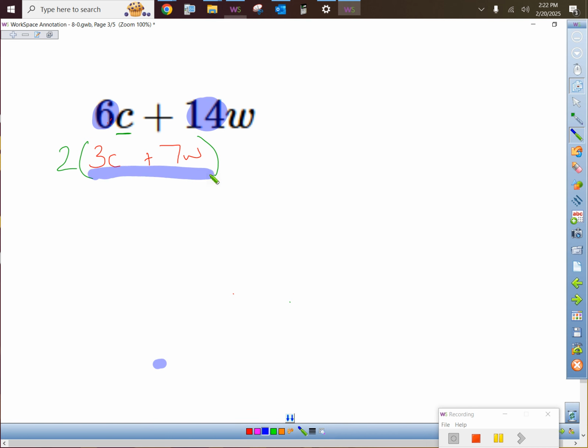If you look at this red thing inside the parentheses, the greatest common factor between that is 1. Like between a 3 and a 7, there is no number that goes into both of those evenly. This only has C's, this only has W's, so 1 is the GCF with what's left over. So that's how you know you did it correctly.